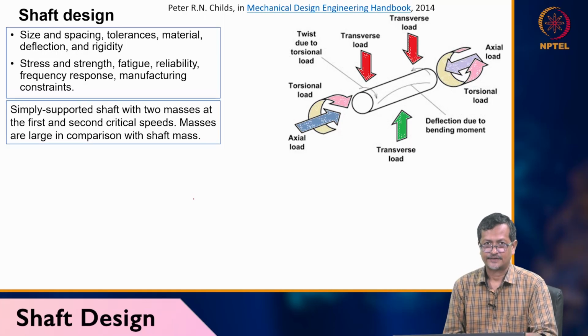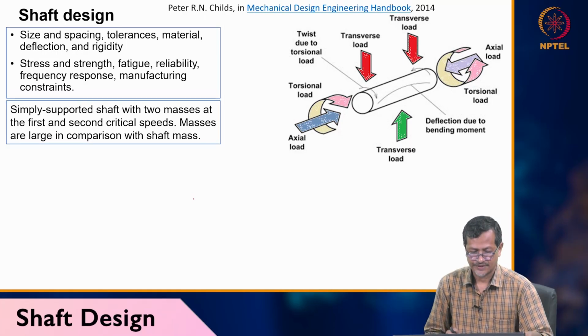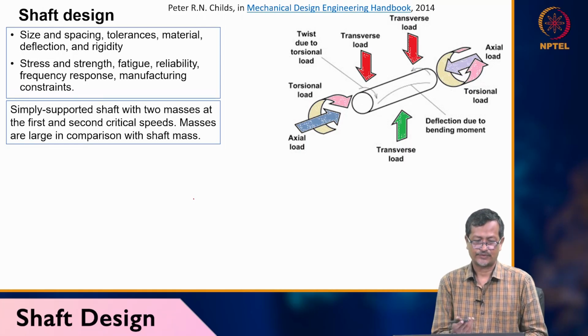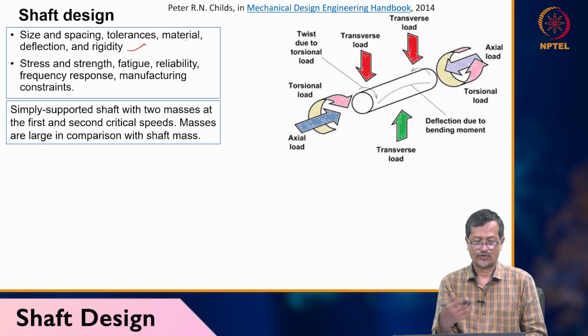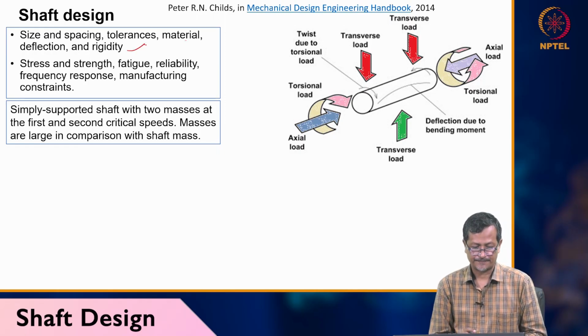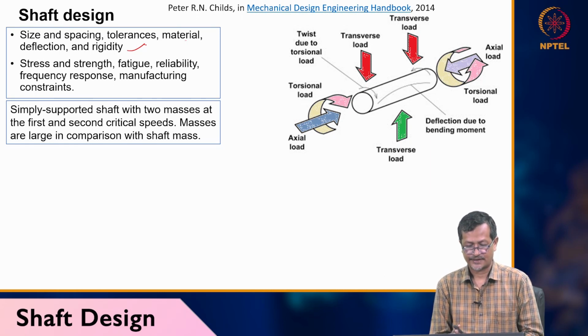Good morning. I'll start today's topic on shaft design. Shaft design is basically considering size, spacing, tolerance, material, deflection and rigidity. Stress, strength, fatigue, reliability, all those parameters also should be considered. Simply supported shaft with two masses in the first and second critical speed. Masses are large compared to the shaft speed.